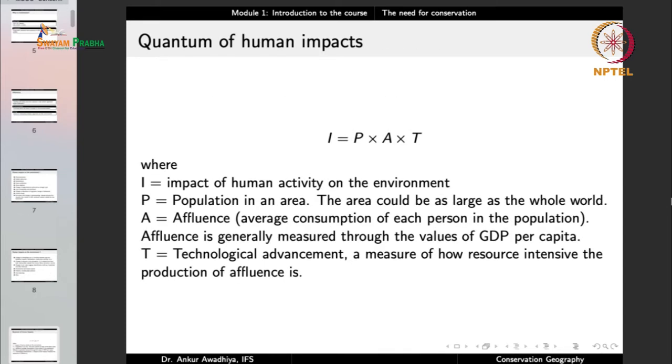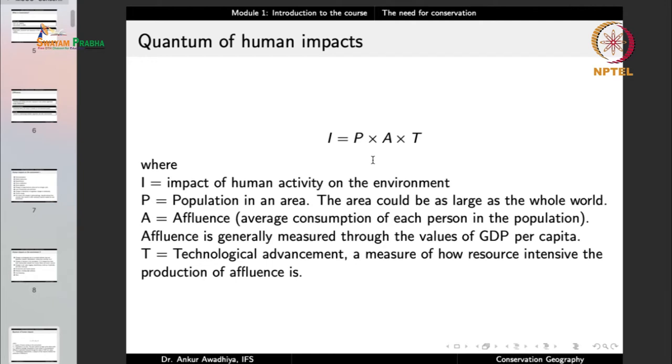We observe that the quantum of human impacts on the environment is given by this equation. I, which is the impact, is equal to P, which is the population in the area, multiplied by A, which is the amount of affluence or the amount of richness in the area or the amount of resource usage in the area.